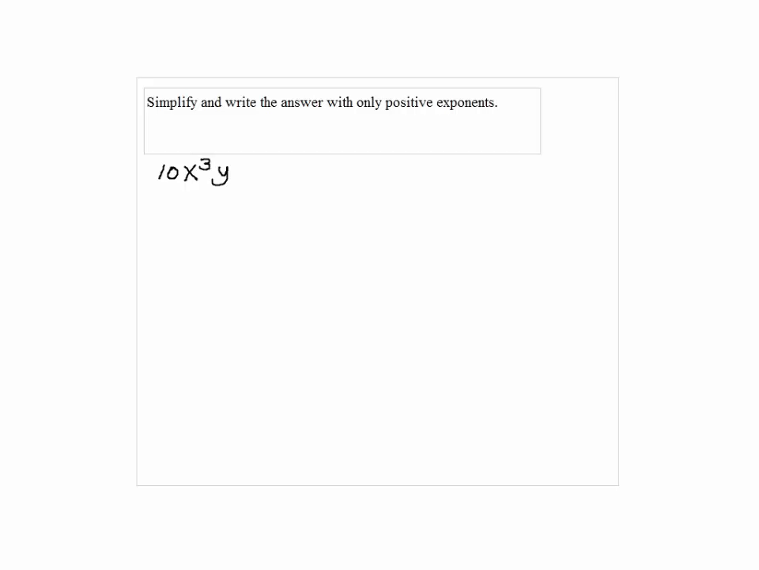Simplify and write the answer with only positive exponents. 10x to the power of 3, y to the power of 2, z to the power of 5 over 25x to the power of 3, y, z to the power of 7.